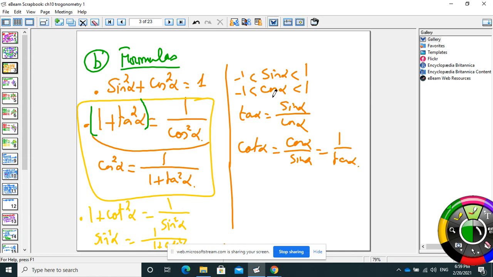We know that sine and cosine are between minus 1 and 1. We know that tangent is sine over cosine. We know that cotangent is cosine over sine, and it is 1 over tangent. All of these you know from the brevet. I think only those two are new.